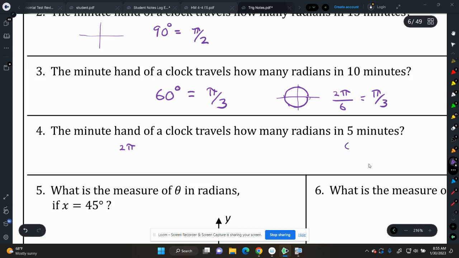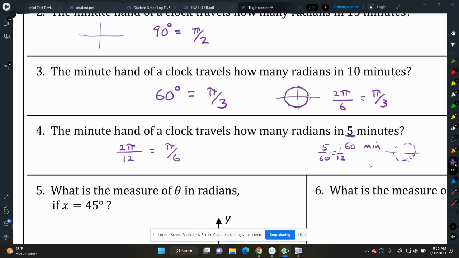There are 60 minutes in one full rotation around the clock. 5 minutes is 1/12 of 60, right? 5 over 60 equals 1 over 12. So that means it's traveling 1/12 of the distance around the clock. So if one full rotation is 2 pi radians, 1/12 of that is pi over 6 radians.